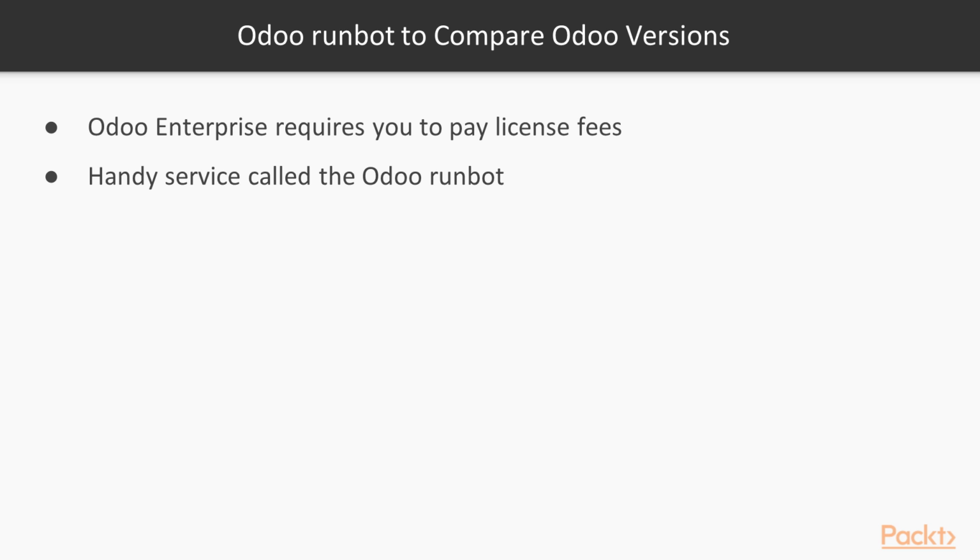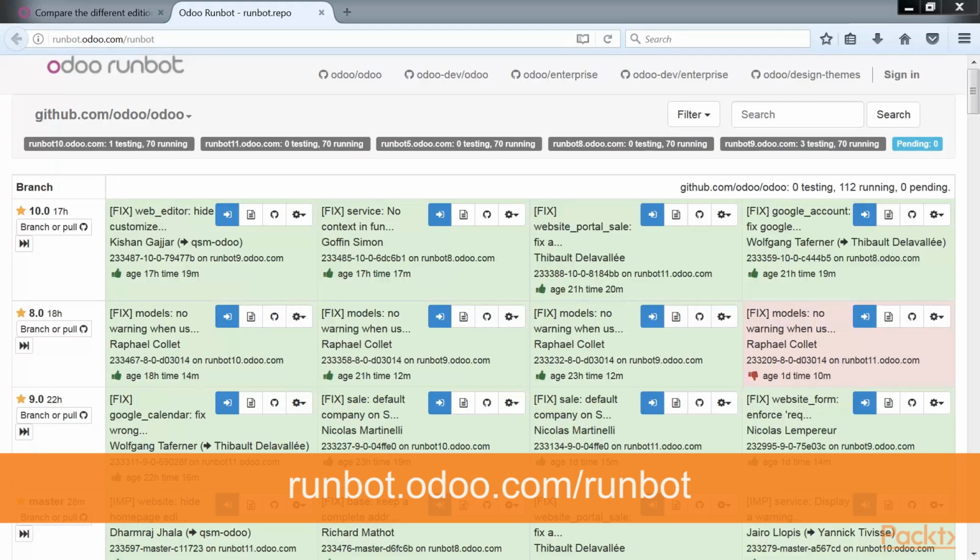One consideration about comparing the Odoo Community edition to the Odoo Enterprise edition is that Odoo Enterprise requires that you pay license fees. At first you may think that makes it difficult to try Odoo Enterprise for yourself. Fortunately, there is a handy service called the Odoo runbot that will not only help you with comparing Community and Enterprise editions, but can also help you test out any version of Odoo. You can access Odoo runbot by going to the Odoo runbot link.